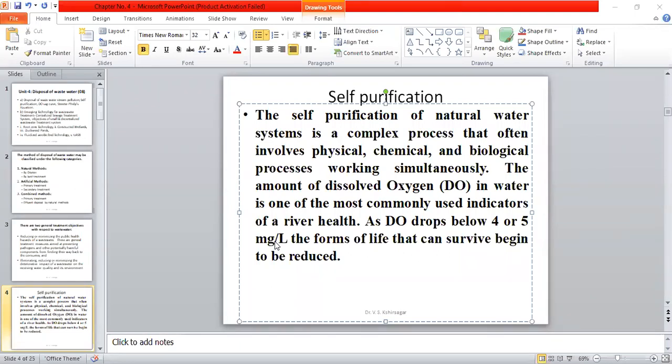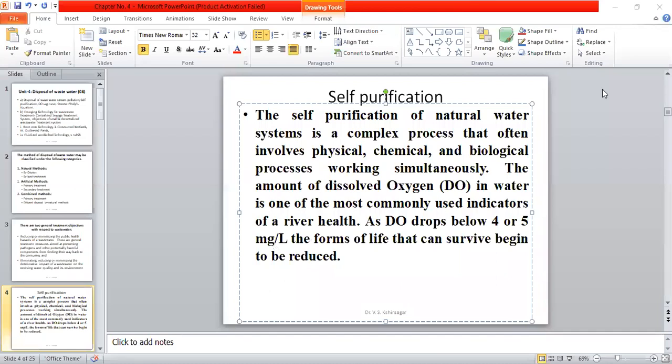My question, did you understand my question? No, ma'am. Okay, once again I will ask. I'm asking you a question. Whether the level of dissolved oxygen of a particular river is indicating something? Yes or no? Yes, it is indicating.